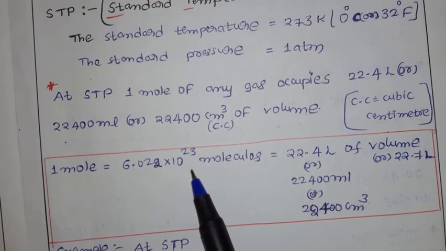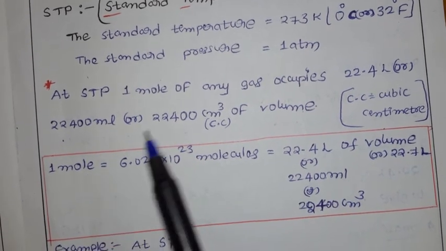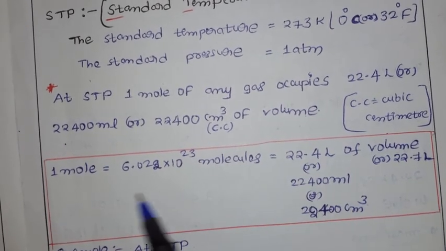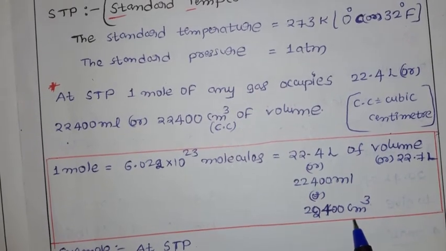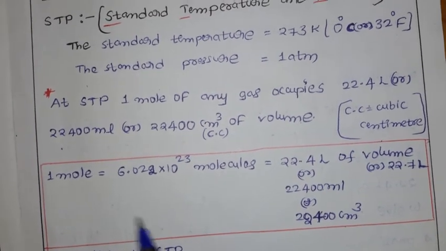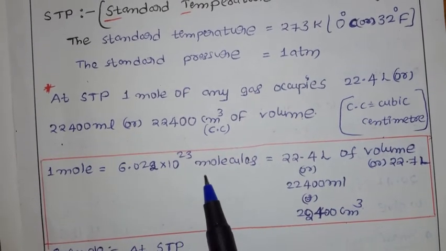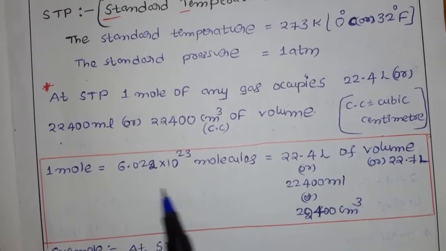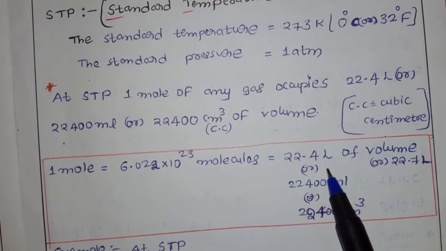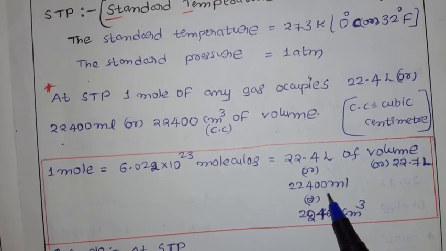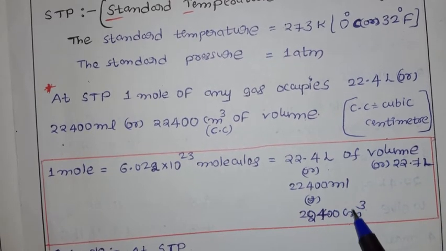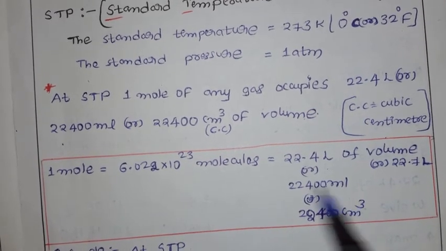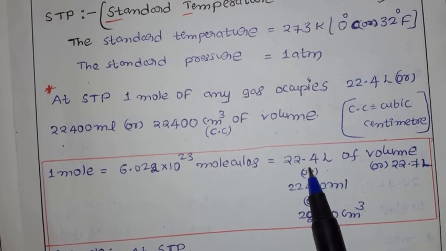So if A equals B, and B equals C, then you can say A equals C, or B equals C. You can take any of them, all are equal. Very important. These are the calculations we have to do based on this concept. So 1 mole means the Avogadro number of molecules, and these many molecules occupy 22.4 liters of volume, or 22,400 ml, or 22,400 cubic centimeters.